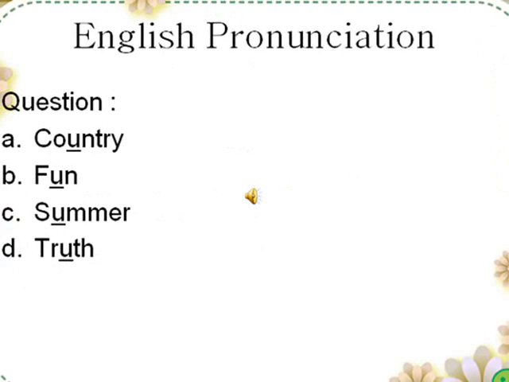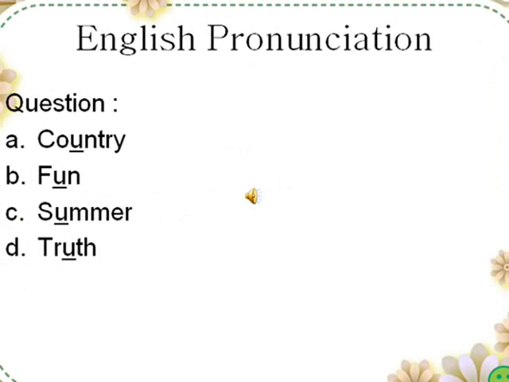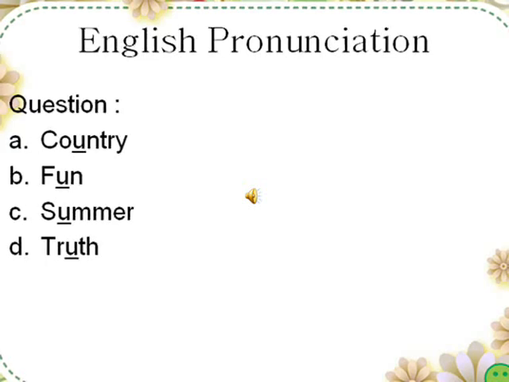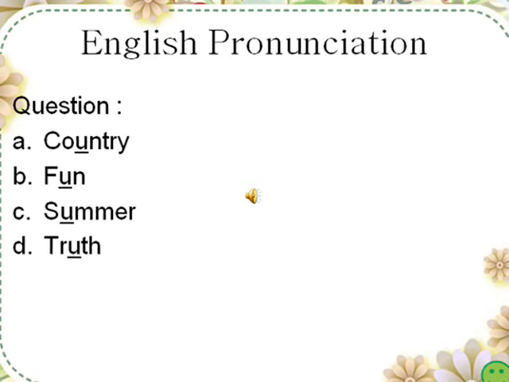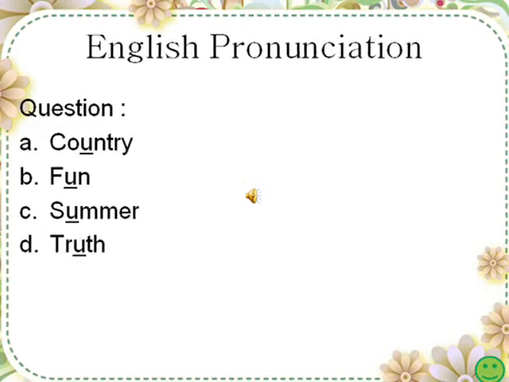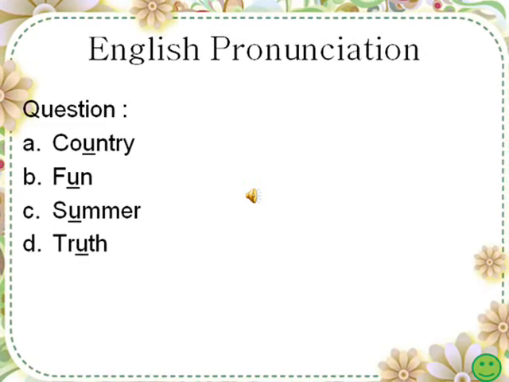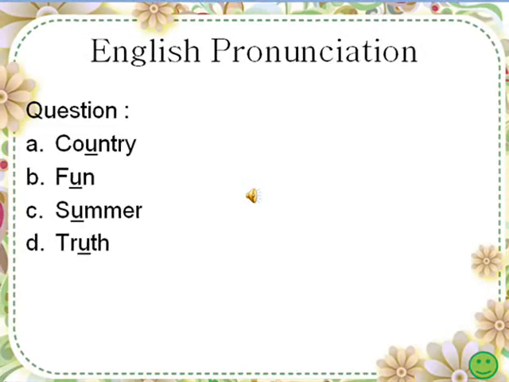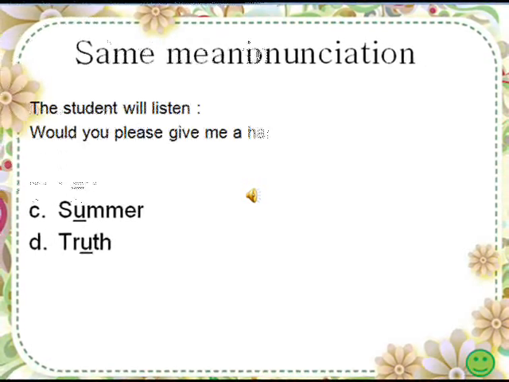Number 9 is English pronunciation. In this listening section, we'll test your English pronunciation skills. You will hear a person reading 4 words. Then choose the word that has the underlined part pronounced differently from the rest.